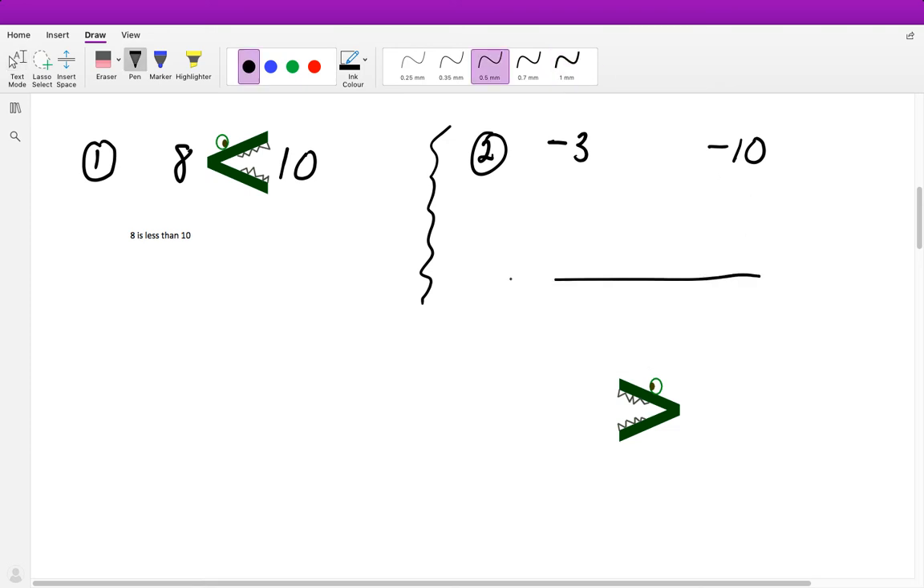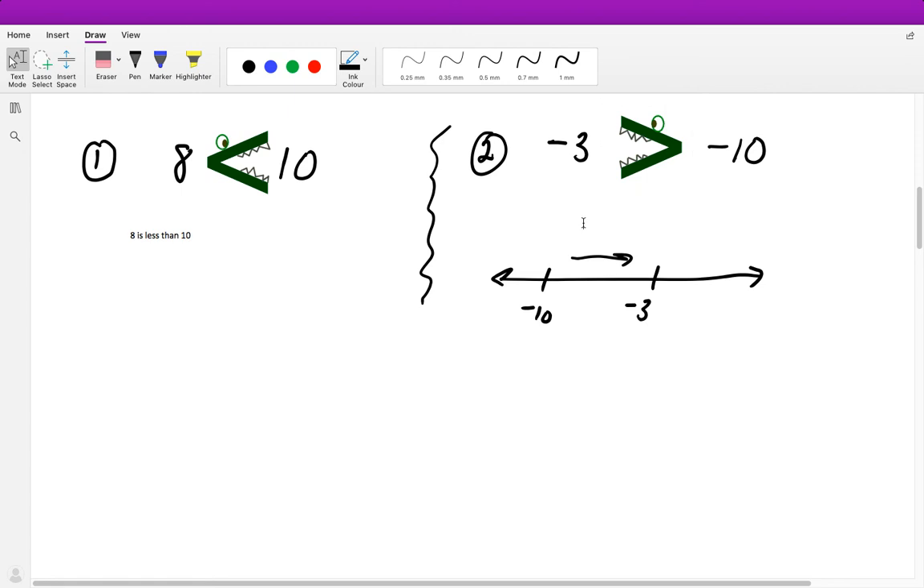So even though you may think this 10 is greater than, since negative 3 is to the right of negative 10 on our number line, we know that negative 3 is greater. So we would then have this alligator mouth opening up towards that negative 3. And once again, we read this from left to right. So we would say negative 3 is greater than negative 10.